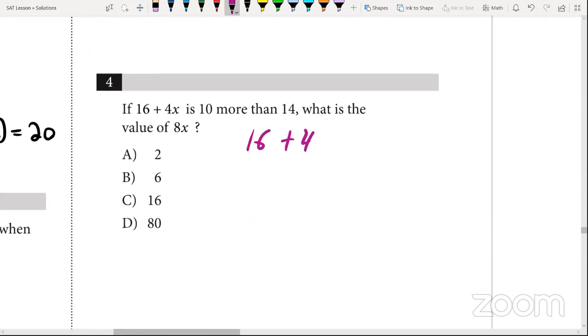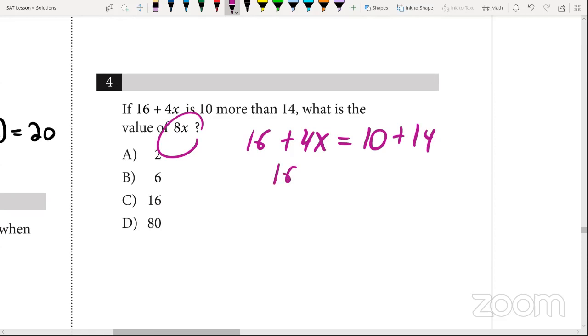16 plus 4x is 10 more than 14. One of the beautiful things about math is that with a few exceptions, the math matches the verbal statement. So now we're just solving. And we're solving for 8x, which means it would be easier for us to find 8x directly than to find x and then multiply it by 8.